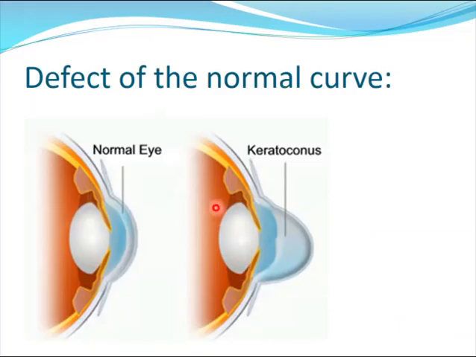This slide shows the keratoconus. This is the normal cornea, which is aspheric, and this is keratoconus, the cornea like a cone, which is why we call it the conical cornea. A defect in the curve of the cornea, this is keratoconus.